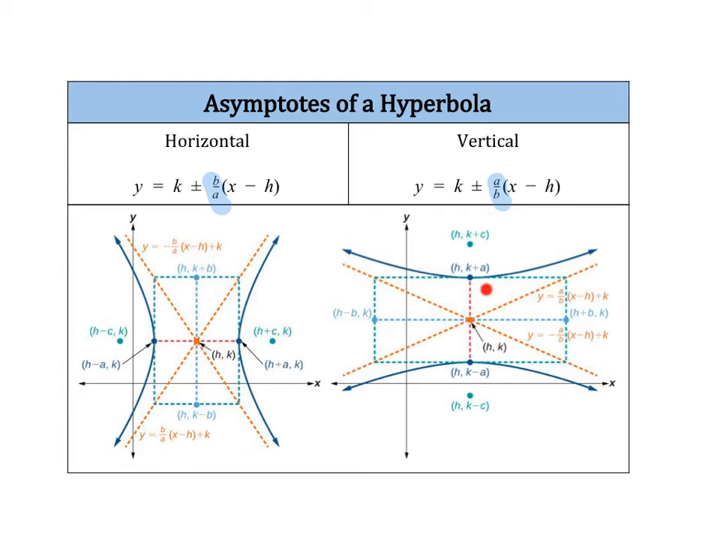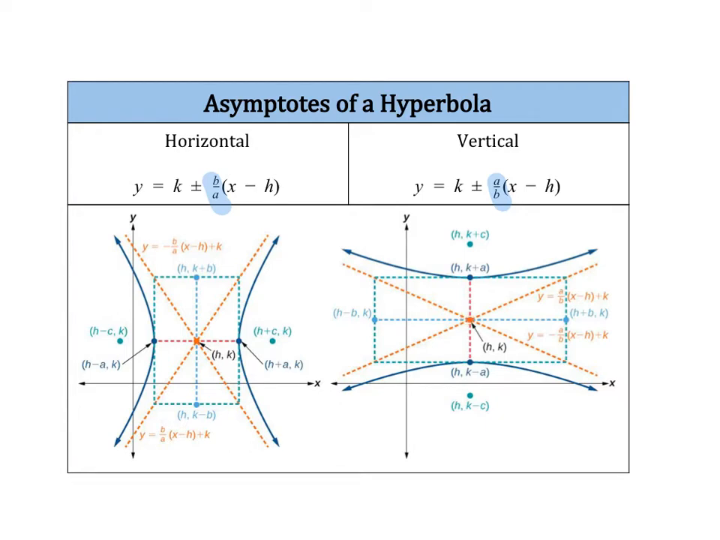For the vertical asymptotes, this time a represents rise and b represents the run. So really all you have to do is figure out, is my a going to be a vertical or a horizontal movement, because that will determine whether the slope is b over a or a over b. From there, you're simply going to use point slope equation. This is just a rewrite of point slope equation, which is y minus y1 equals m times x minus x1. And you can use the center as your given point because both asymptotes will always go through the center.